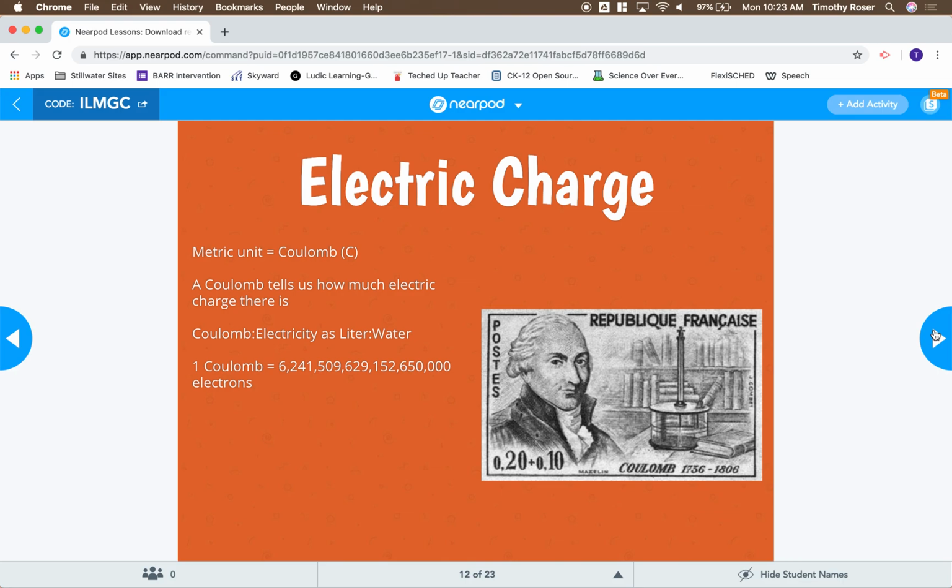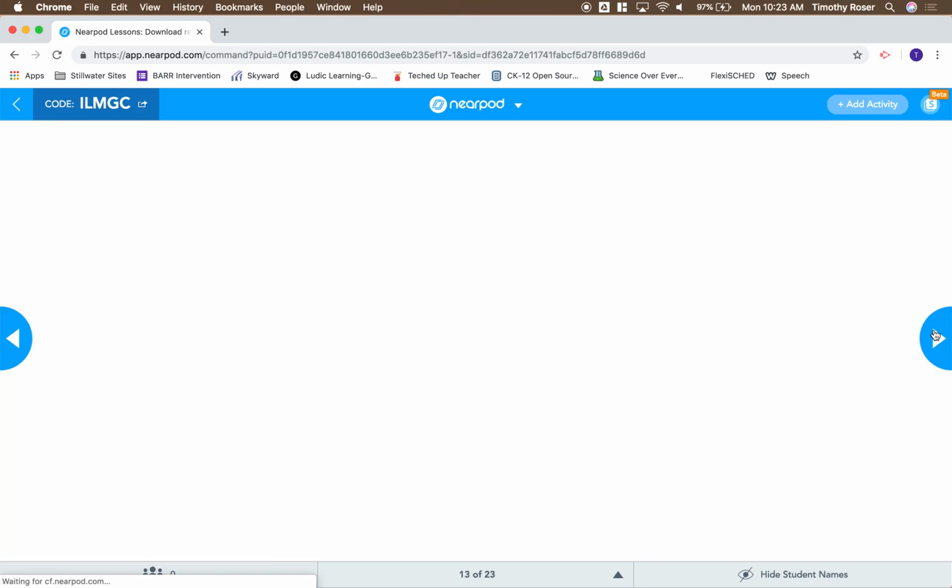1 coulomb is, let me see if I get this right, 6 quintillion, 241 quadrillion, 509 trillion, 629 billion, 152 million, 650,000 electrons. It is a lot of electrons. Luckily, you do not need to remember that number, but just be aware that it is a lot of electrons.